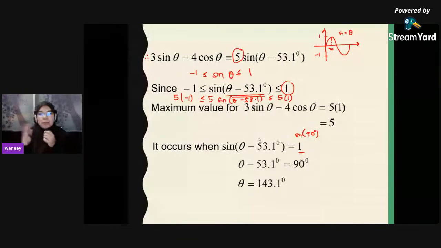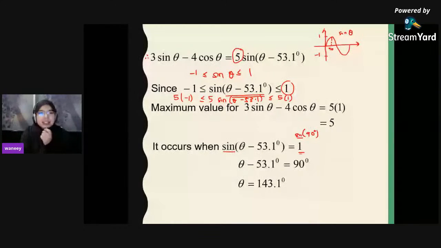So we compare. To make it easier, we look at the graph. Where is the 1? So the 1 is at sine of 90. So left hand side got a sine, right hand side got a sine. So we can easily compare what is the angle. We are not cancelling out the sine, we compare.